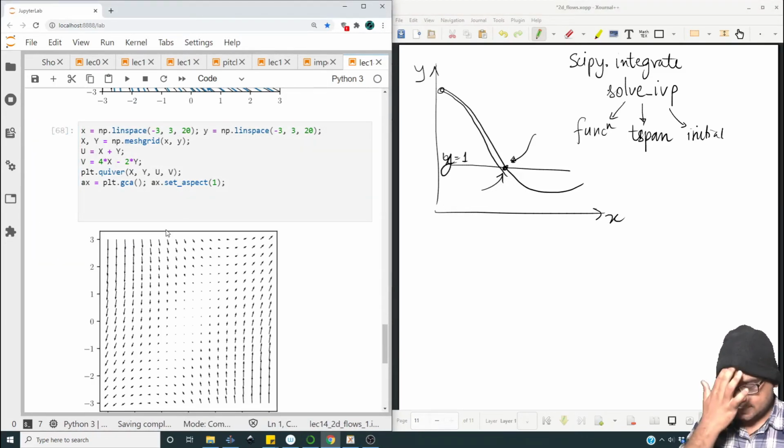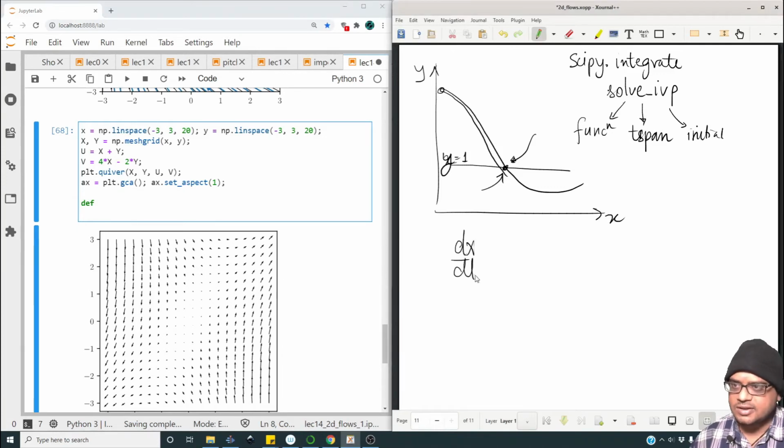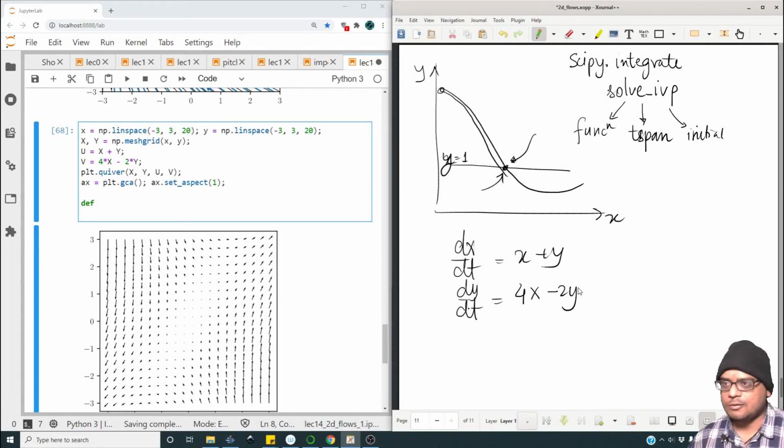Okay. So we won't be needing the stream plot in this particular case. We'll keep the quiver plot just in case. Okay, so we will define the right hand side. In this case, the function that we are solving is dx/dt equals x plus y, and dy/dt equals 4x minus 2y. So this is what we are solving.